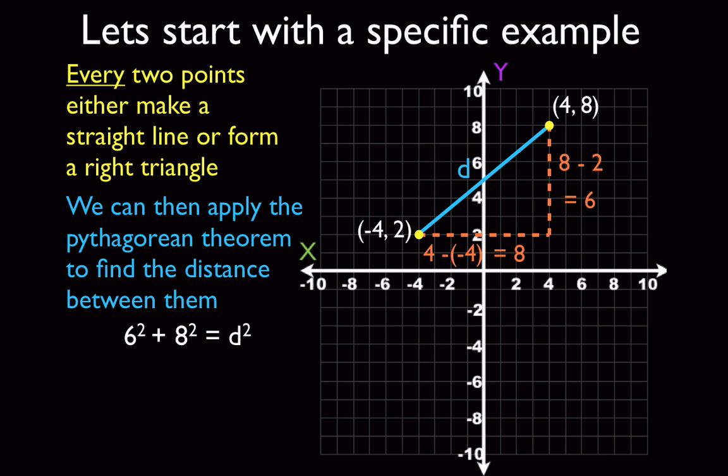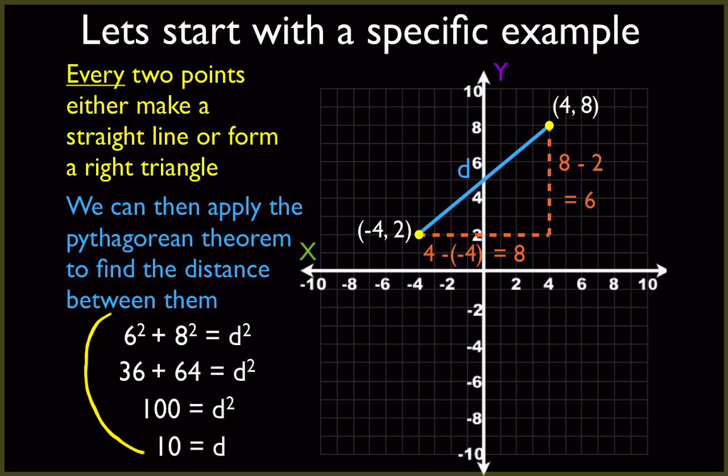Leg squared plus leg squared equals hypotenuse squared. 36 plus 64 equals d squared. So 100 equals d squared, and when I take the square root of both sides, I get 10 is equal to d. So again, this part right here down at the bottom, this is the part I intended you to have in your notes. If you wanted to write all this stuff up above, that's fine, you can, but that's not what my intention is.